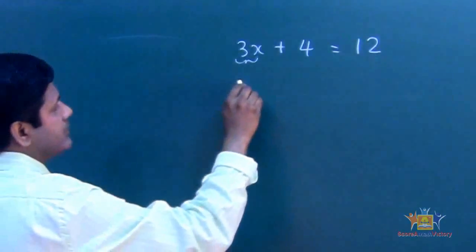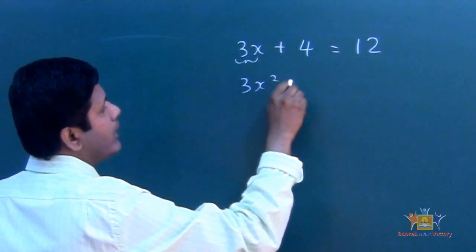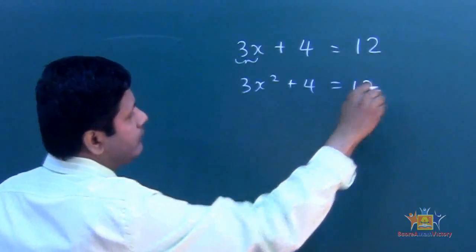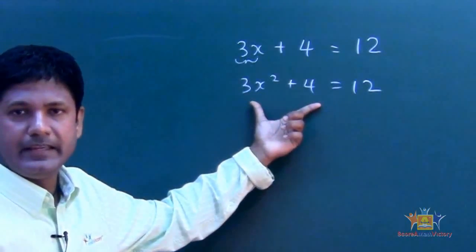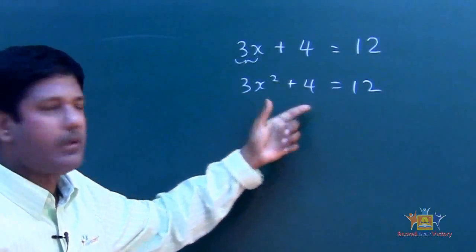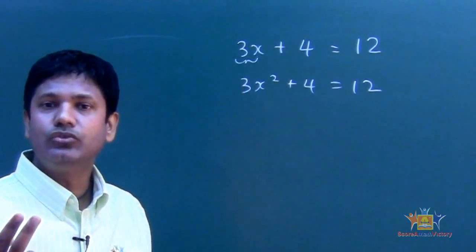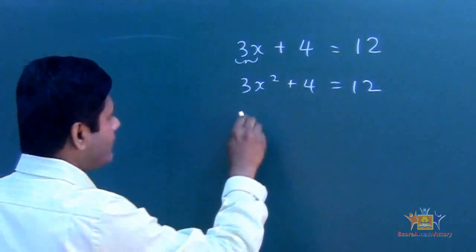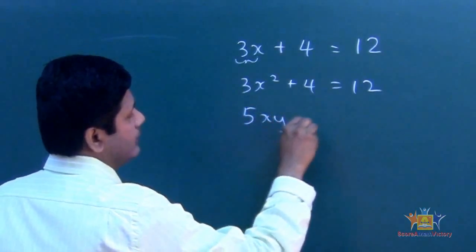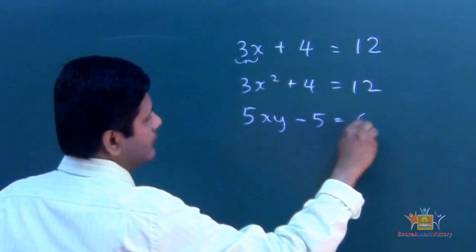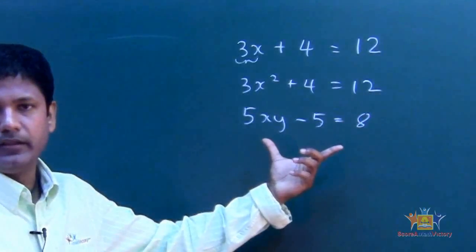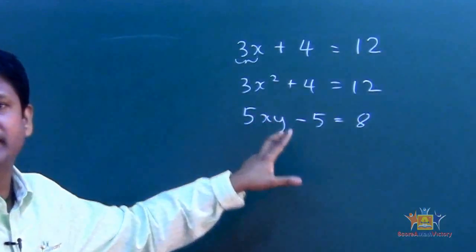Okay? Now let's say Mr. Mac gives you 3x squared plus 4 equals 12. Now, does this qualify as a linear equation? It's not. Why? Because you've got x squared. X squared says it's a 2 unknown. See that? Okay. What about if I give you, does this qualify? It's not, because you've got 2 unknowns, x and y.